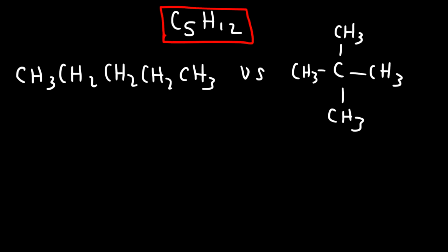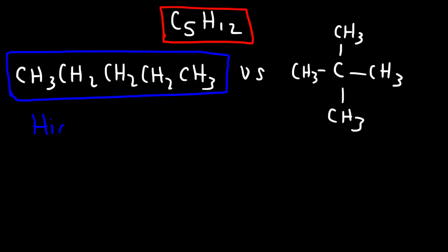So which one is going to have a higher boiling point since they have the same number of carbon atoms? If the number of carbon atoms is the same, then what you could do is look at the way it's structured. Straight chain alkanes have higher boiling points than branched alkanes. So pentane is going to have a higher boiling point than neopentane.